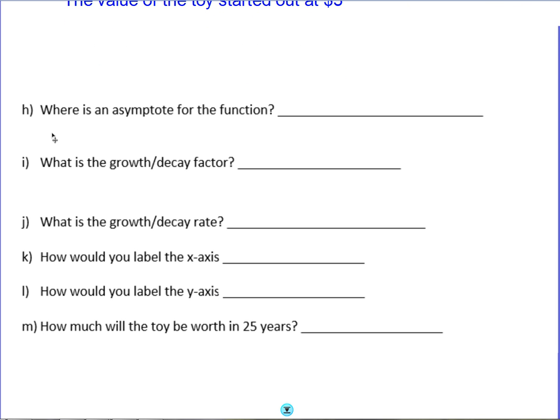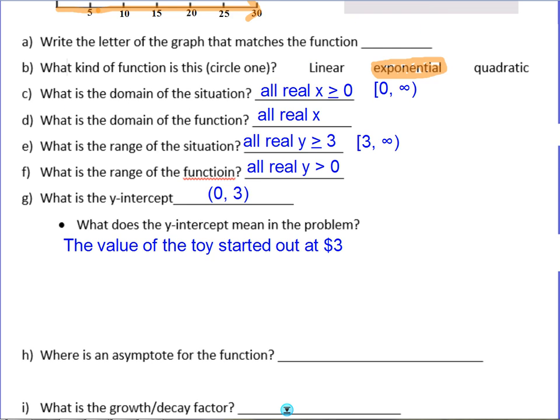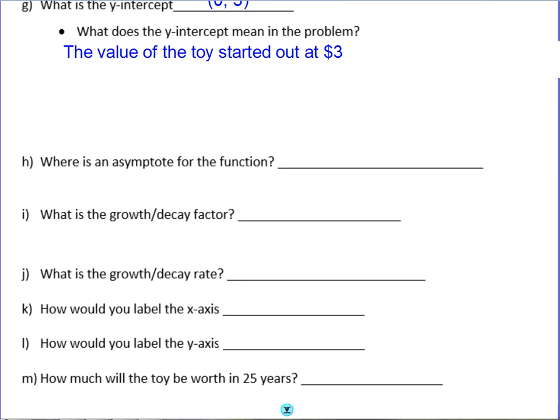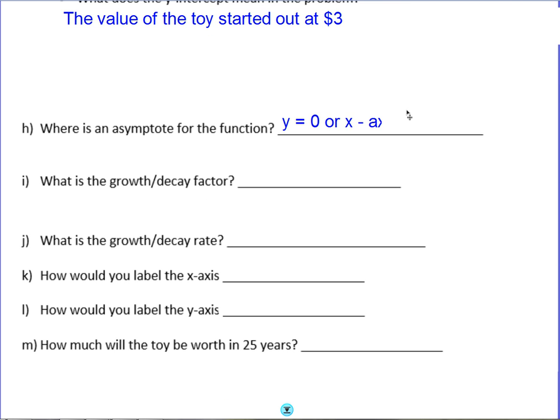Where is an asymptote for the function? An asymptote is an invisible line, and it's for the function, not the situation. It's the invisible line that the blue graph is coming down and getting close to but never touching. So it's the same thing as the x-axis. We're getting closer and closer to the x-axis, never touching it. So you could express it two different ways. You could express it as the line y equals 0, or you could express it as the x-axis. That's the location of the asymptote.